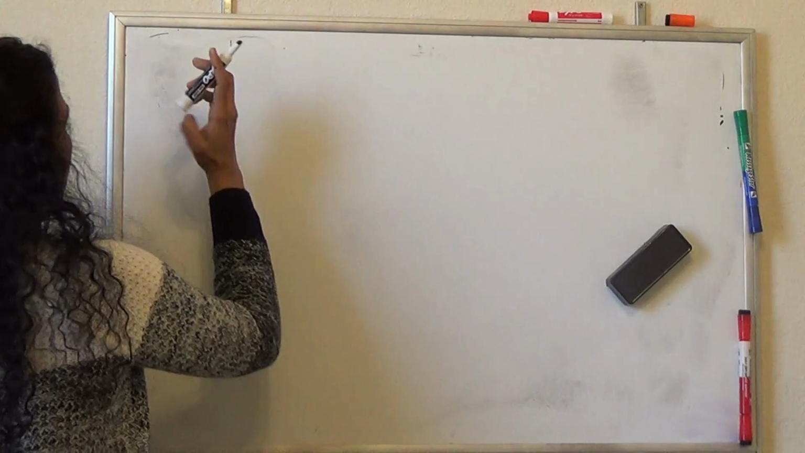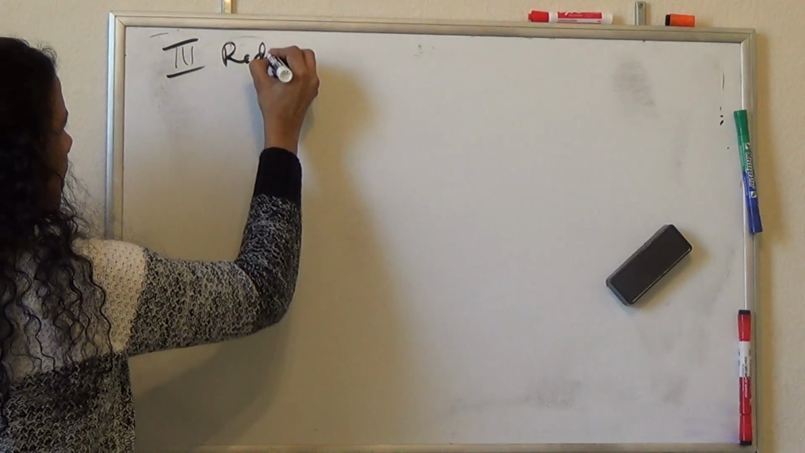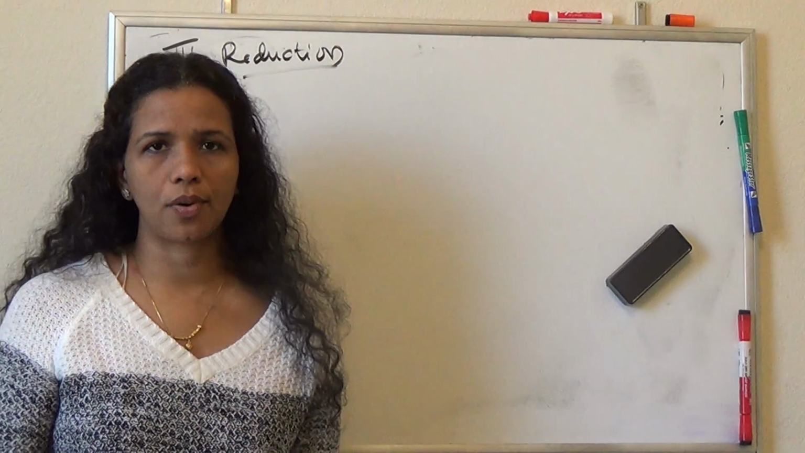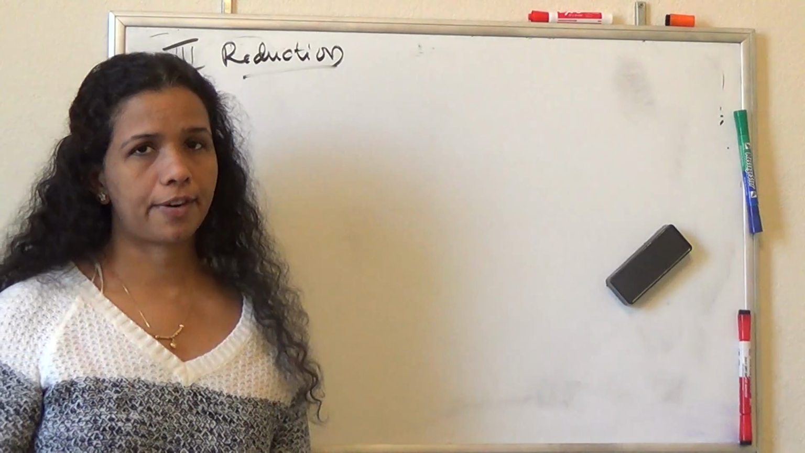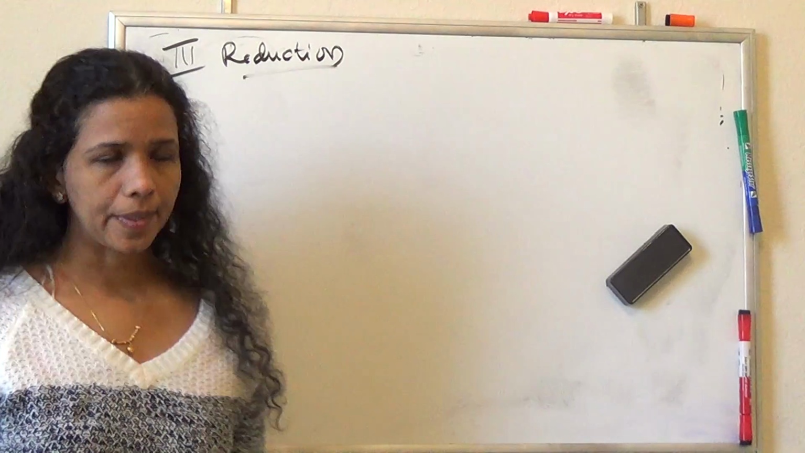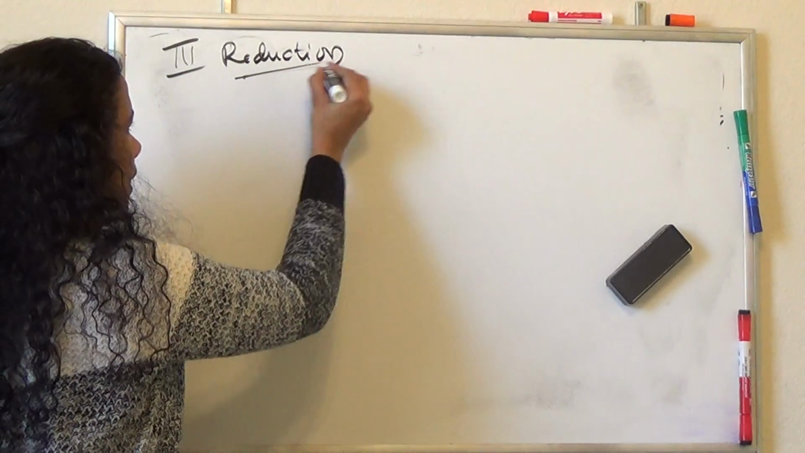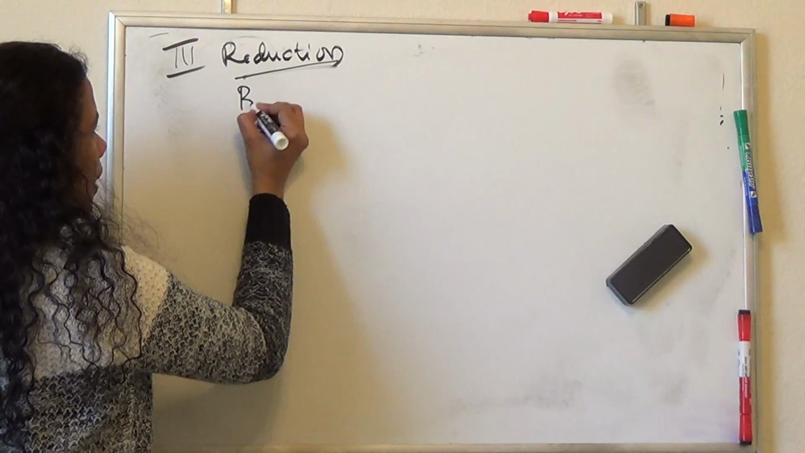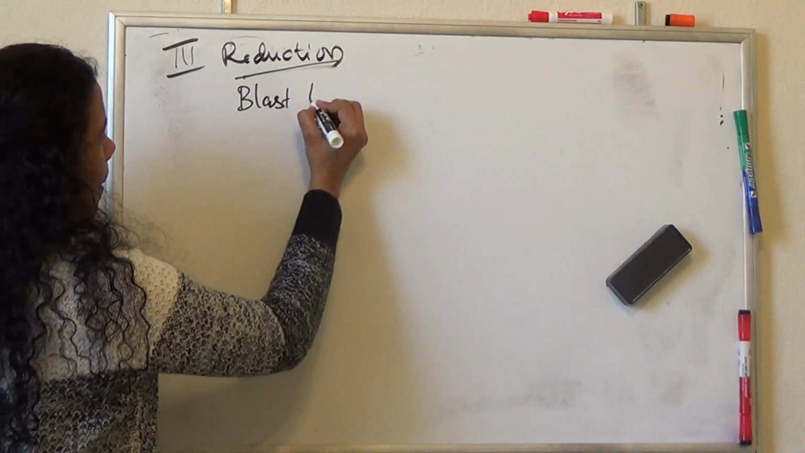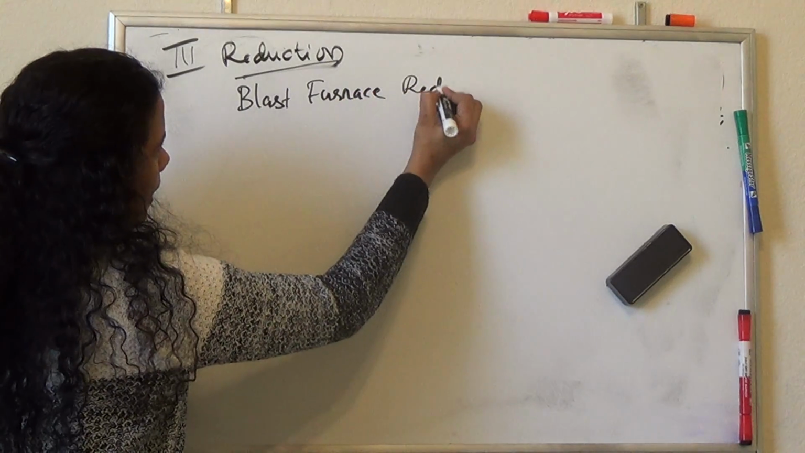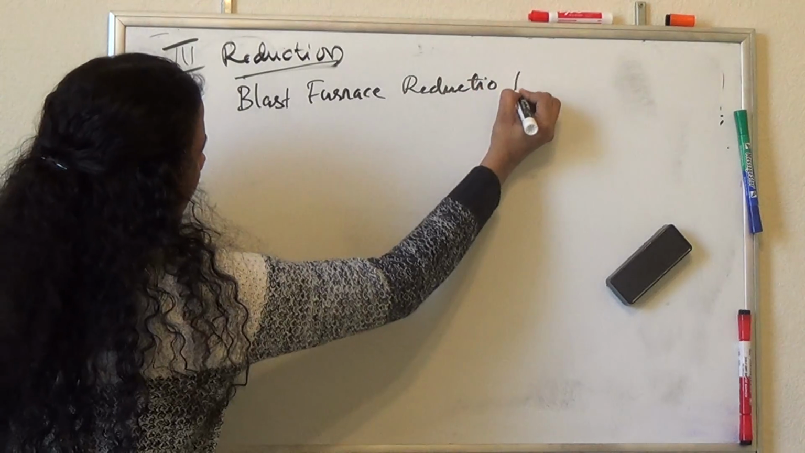So the third step of metallurgy is called reduction. Till now we have discussed the theory involved in the selection of the reducing agent, with the help of the Ellingham diagram. Next we are taking examples of reduction. First one, blast furnace reduction of iron.